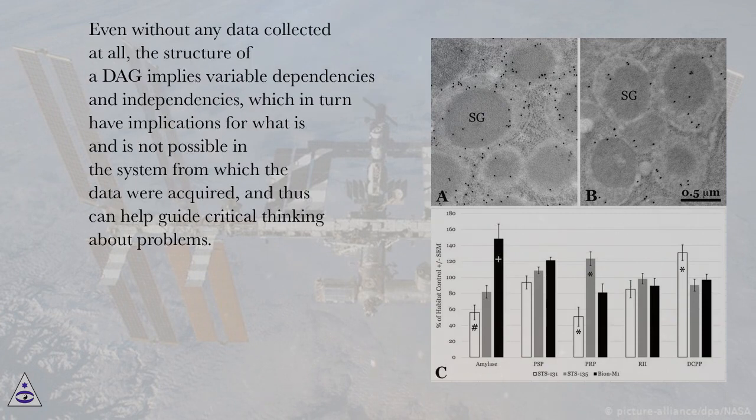Even without any data collected at all, the structure of a DAG implies variable dependencies and independencies, which in turn have implications for what is and is not possible in the system from which the data were acquired, and thus can help guide critical thinking about problems.